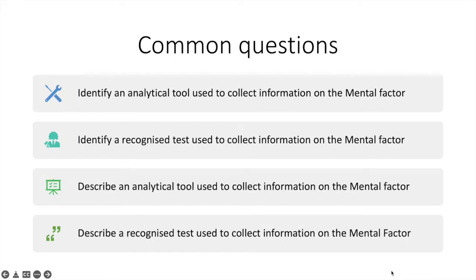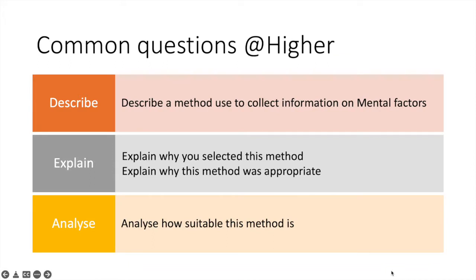Some common questions you may get asked in your Higher PE exam are to identify a method of collecting information or data on the mental factor. You need to know an example of an analytical tool that may be used to collect information on the mental factor, an example of a recognised test that may be used to collect information on the mental factor, and you need to be comfortable with describing this method and how it was used to collect information on the mental factor. You may also be asked to explain why you selected this method, usually as a follow-up question, or explain why this method was appropriate. And lastly, you may be asked to analyse how suitable or how effective this method was at collecting information on mental factors.